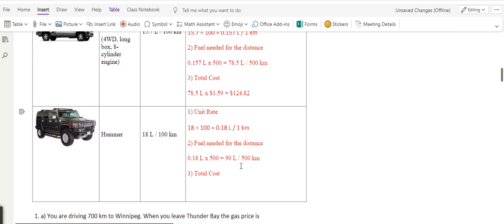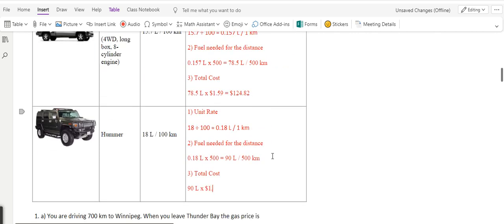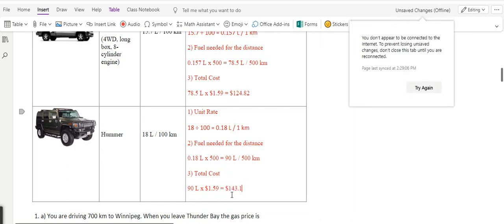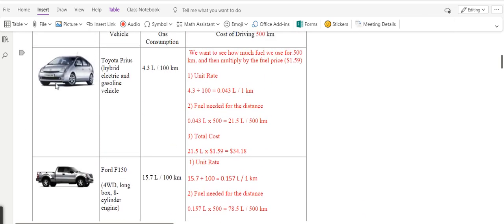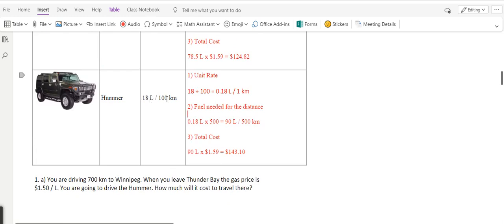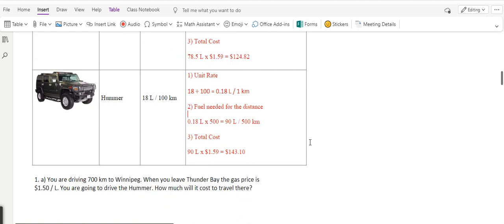And so the total cost then is going to be this 90 liters multiplied by the gas price from the start, which we said was this 1.59 number. And so when we do this, if we take our 90 and multiply it by 1.59, we end up getting a price of $143.10. And so you can see the price of these as they increase over time. The Toyota Prius was 4.3 liters for 100 kilometers. The Ford F-150 was 15.7, and the Hummer was 18. And you can see the corresponding prices of $34, $124, and $143.